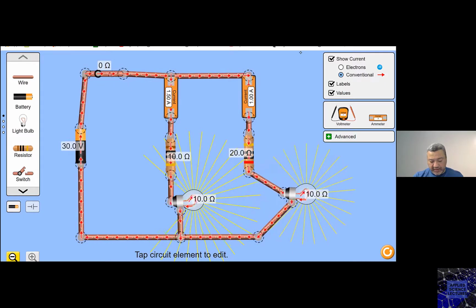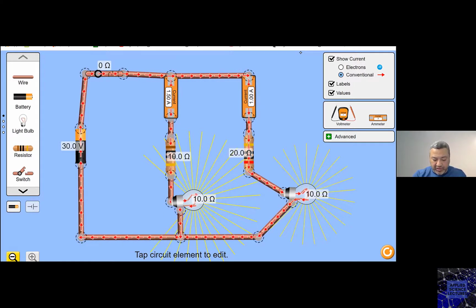Notice how this light bulb, the one in the 20 ohm resistor, has less intensity than the one in the 10 ohm resistor, and this is expected. Why? You can look at the flow of the current in this branch and that branch.